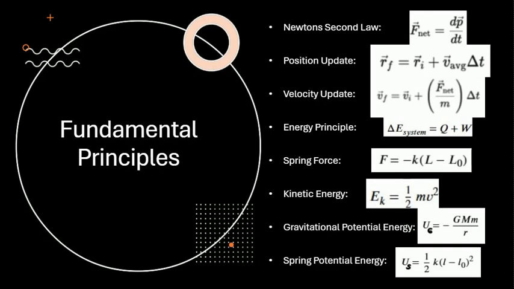Kinetic energy: energy of kinetic equals 1/2 mass times velocity squared. Gravitational potential energy: U_G equals negative big G, capital M, lowercase m, divided by R. And then spring potential energy, which is 1/2 k times L minus L_0, squared.